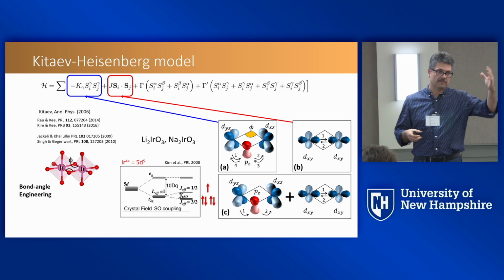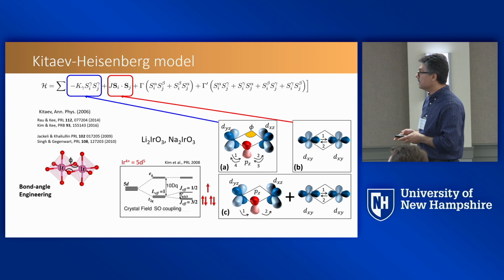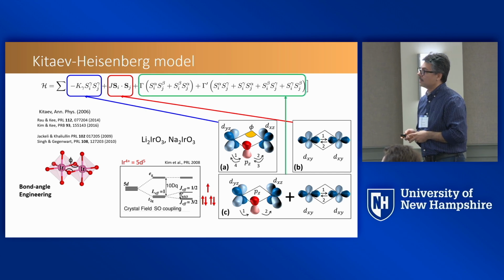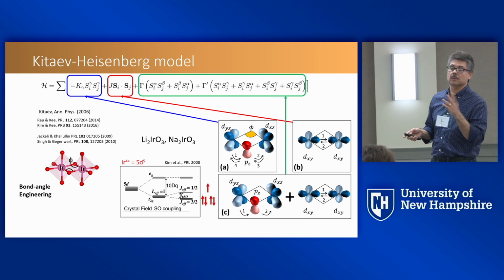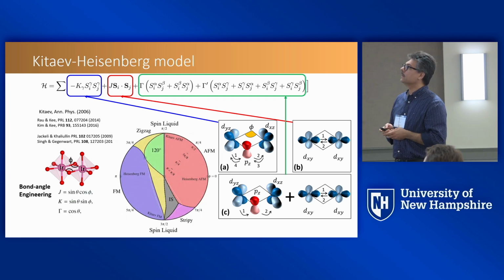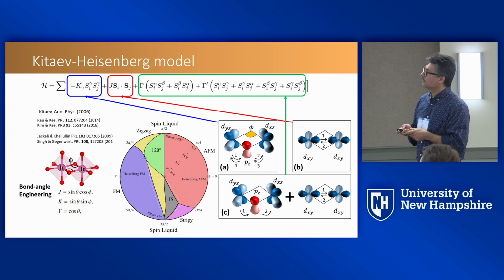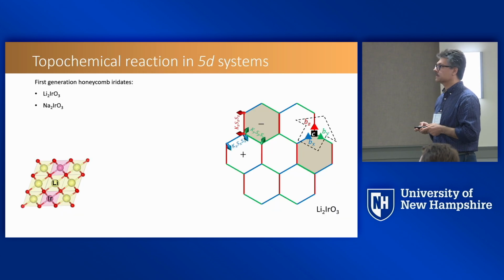For example, if you go from 5D to 4D to 3D, you reduce the spatial extension of orbitals and you change this term. And the off-diagonal exchange interaction is a more complex term that depends on a combination of these two interactions. So our goal is to make more materials where we can tune the bond angles and therefore cover the so-called global phase diagram of Kitaev magnets.